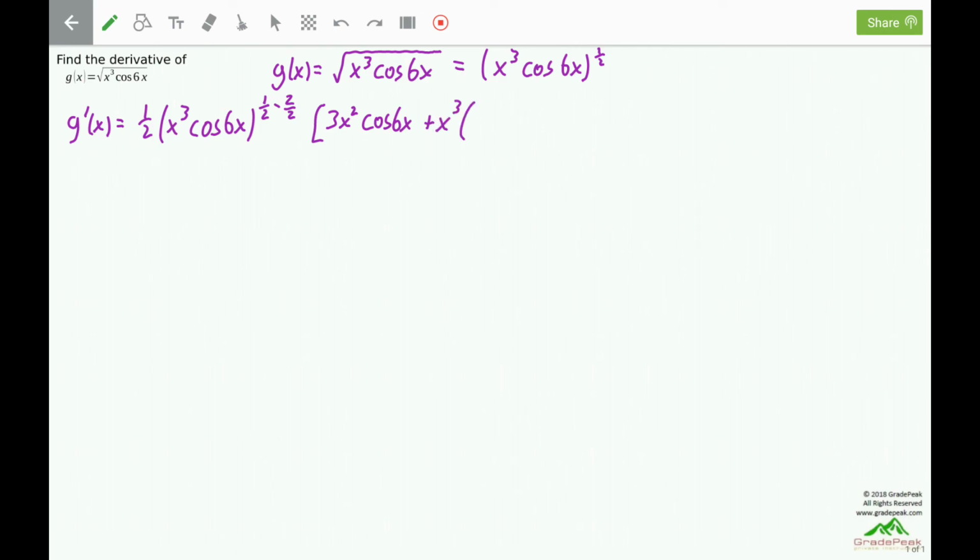Well, the second is the cosine of 6x. The derivative of that is negative sine. Leave its inside alone, 6x, but then we have to multiply by the derivative of its inside to complete its chain rule. So our g prime of x here is now equal to, we have a 1/2, we have x cubed cosine of 6x raised to the 1 minus 2, which is negative 1/2.